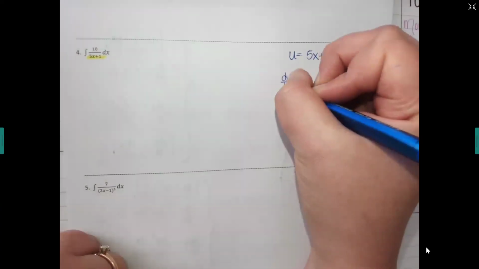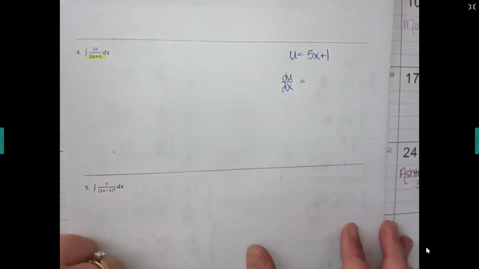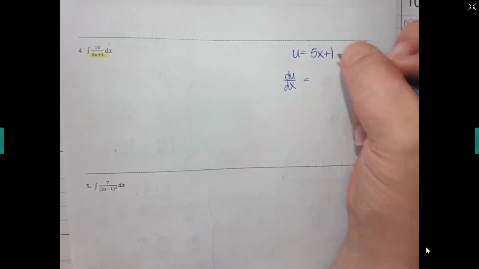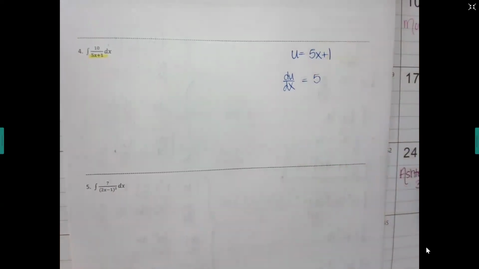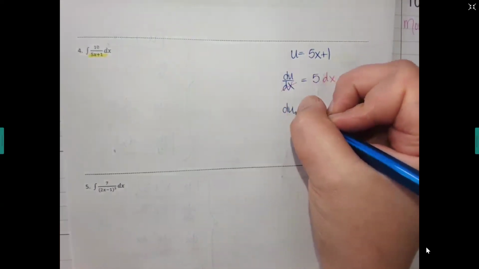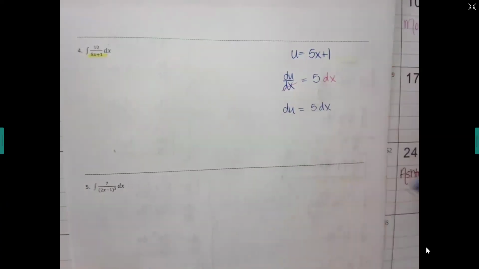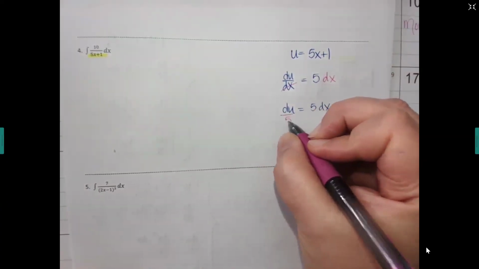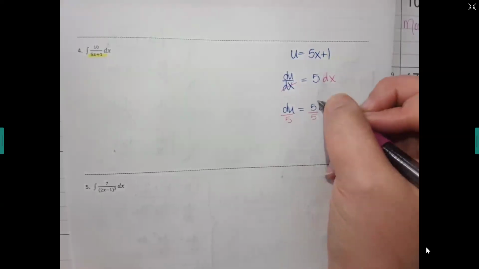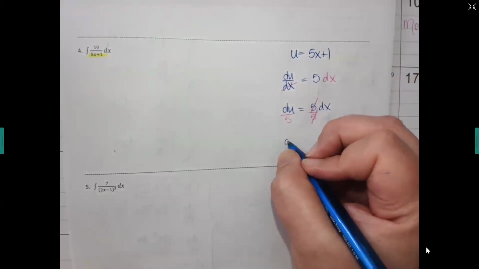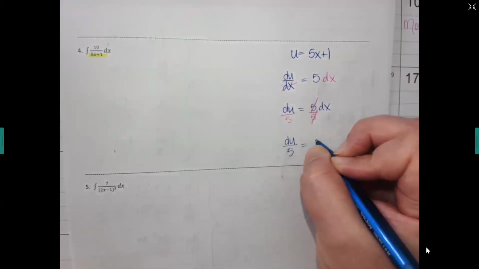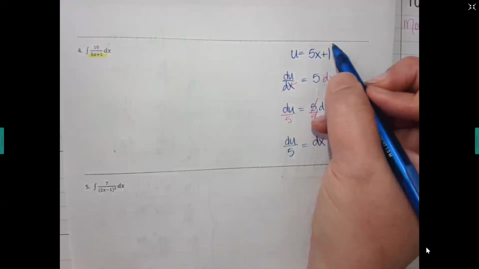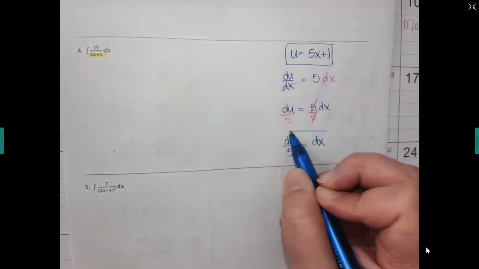Find du dx, which would be the derivative of 5x plus 1. What is that? 5. And then remember, I need this dx alone. So I'm going to times the dx up and then divide the 5 down. So du is 5 dx, then divide by 5 on both sides. So I have du over 5 is going to replace where my dx is. Box the top sub, box the bottom.